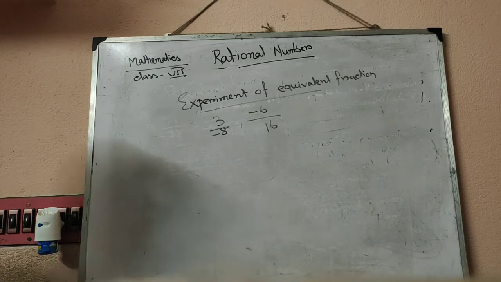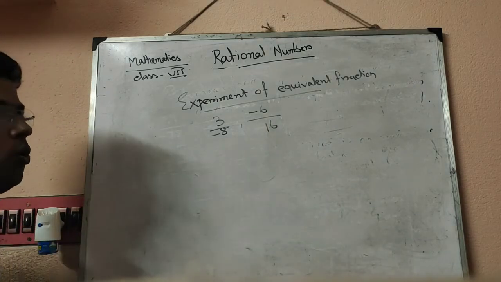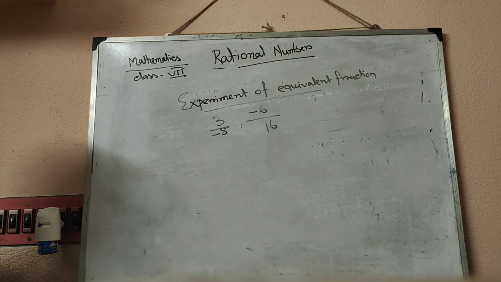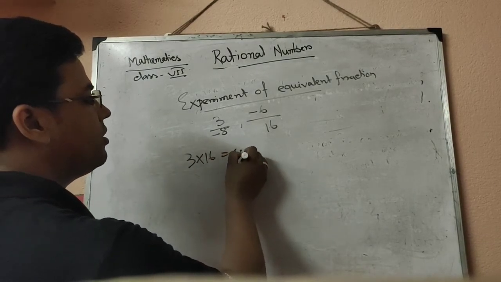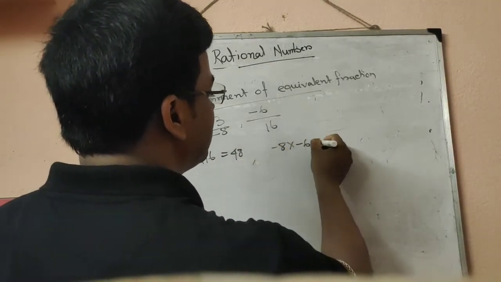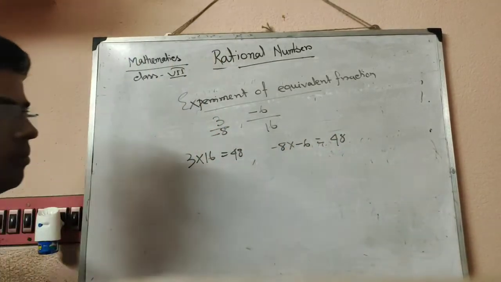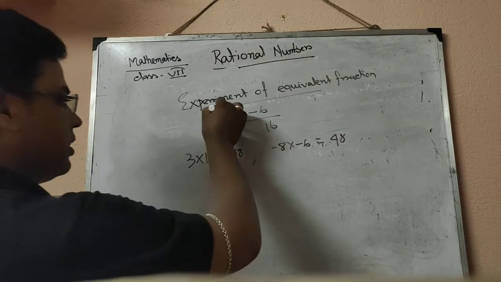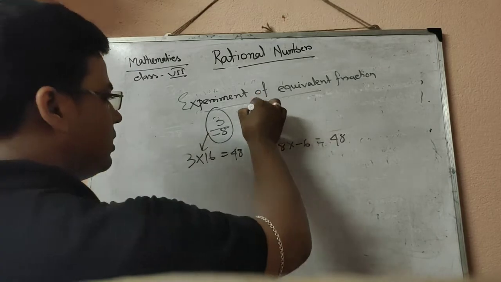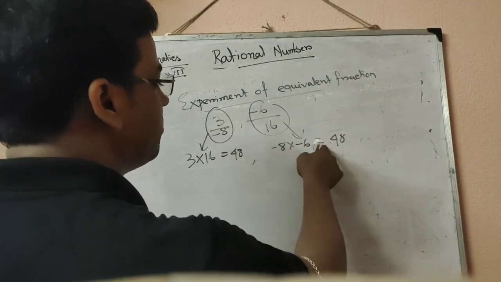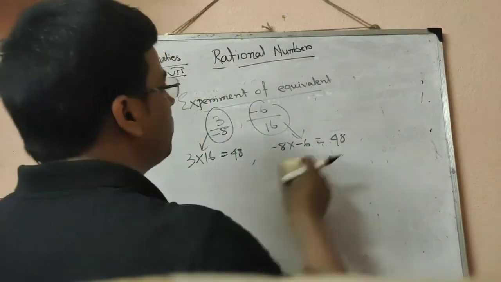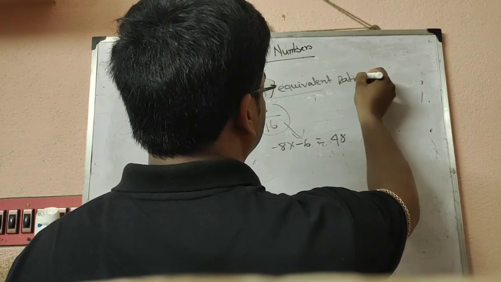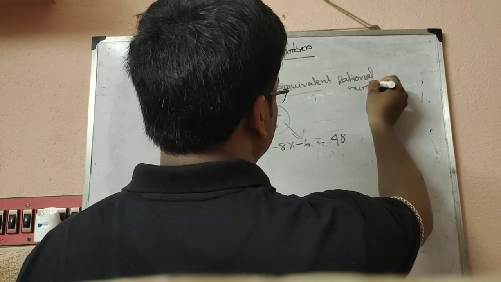We know about the cross multiplication process. That means the numerator of one rational number will be multiplied by the denominator of the other rational number. That means 3 into 16 equals 48. Minus 8 into minus 6 equals 48. Minus minus is plus 48. This value 48, this value 48, and the sign is the same. So these are equivalent rational numbers.